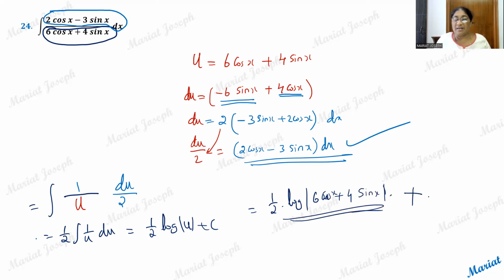This way we can leave the answer plus c. Now in this question, children, what happened is these coefficients were very good, well matching. But try to imagine, what if instead of this 3, it was a 5 sin x? What if instead of this 4, it was a 7 sin x? Some other coefficients. Even then, we can do this question.